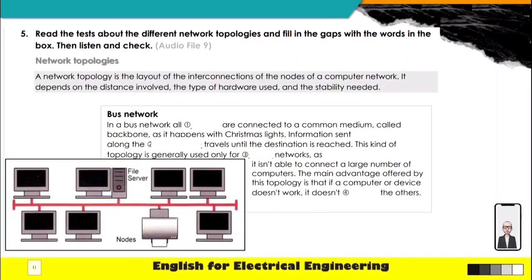All right, a couple more texts right here. Network topologies. Let's just read through them and then we will get to a couple of questions and the chart to fill in as well. So, bus network. In a bus network, all nodes are connected to a common medium called the backbone, as happens, for example, with Christmas lights. Information sent along the backbone travels until the destination is reached, and this kind of topology is generally used only for small networks, as it isn't able to connect a large number of computers.